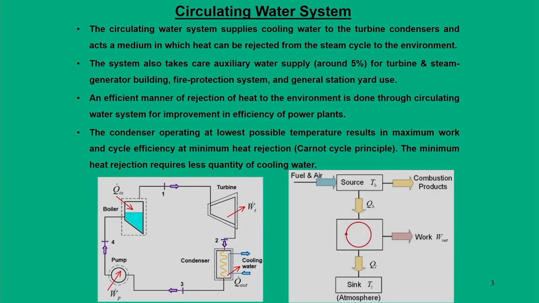Now, let us briefly talk about the need for the circulating systems. The first and foremost concept, if you recall our Carnot cycle and basic Rankine cycle, is that for a given power output from the turbine, we require heat addition in the boiler, we also require some pump work, and finally heat is rejected in the condenser.